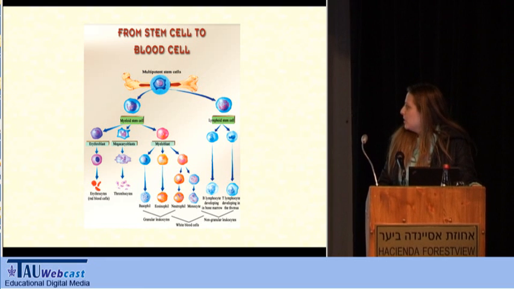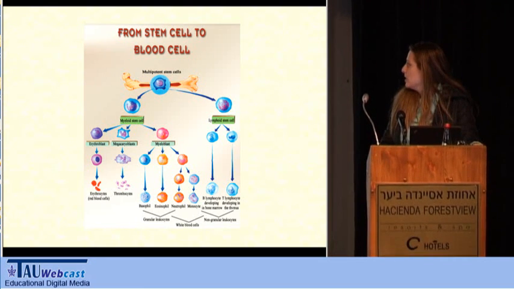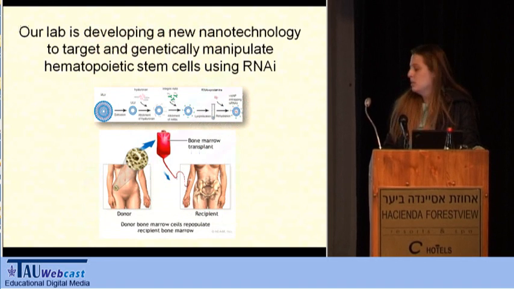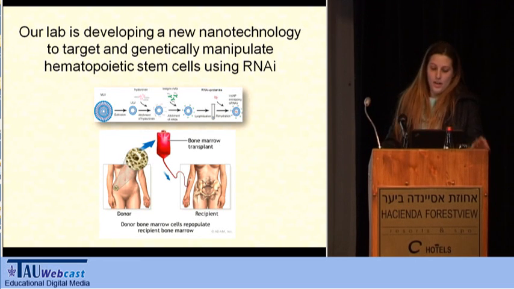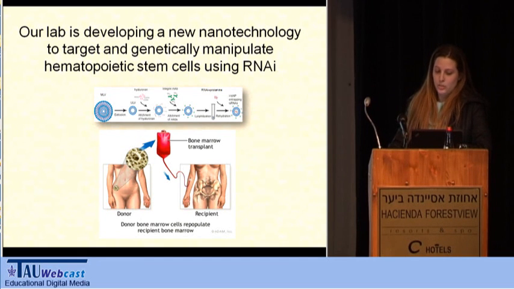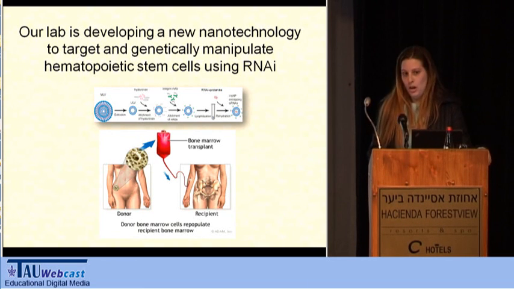They reside in a special niche called the bone marrow niche that influences the cell cycle. Hematopoietic stem cells are extremely important in bone marrow transplantation, since by entering the cell cycle and differentiating, they can reconstitute all the recipient's hematopoietic system. Our lab is developing a new nanotechnology to target and genetically manipulate hematopoietic stem cells using RNAi. With this technology, we hope to understand better and control hematopoietic stem cells' unique cell cycle pattern.